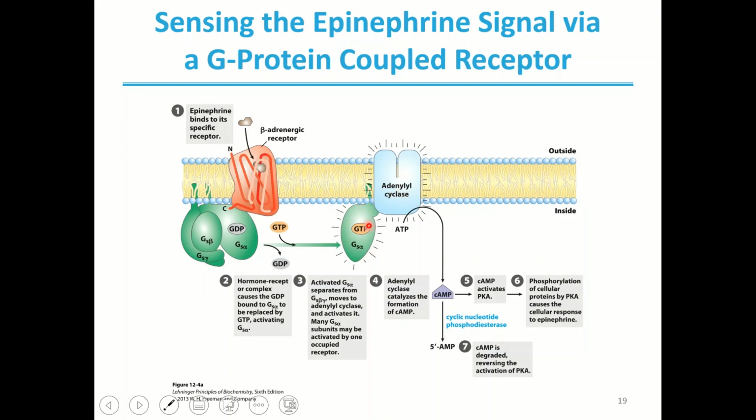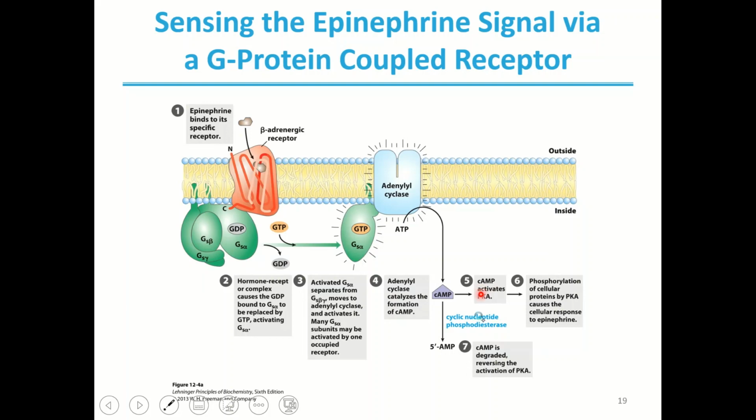Right. This active G alpha subunit, when it has GTP, will then activate adenylyl cyclase, bind to it and activate it. Adenylyl cyclase then will take ATP and convert it to cyclic AMP. And we'll see that molecule in detail here in a second. Okay, cyclic AMP is then sort of a secondary messenger, if you will.